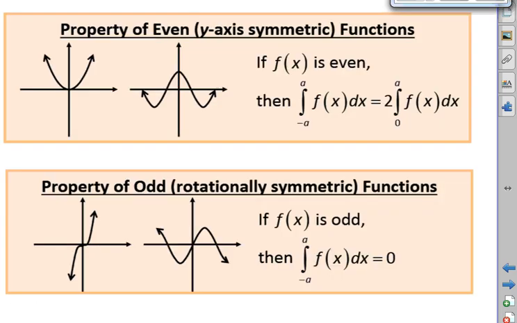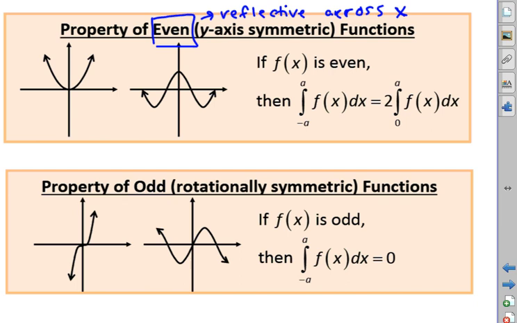The last thing I want to mention, I'm not going to do any problems with this, is some properties of integrals. If you have an even function, like x squared or x to the 4th, what that means is it is reflective across the y-axis. You can fold the function across itself on the y-axis, and it ends up being exactly itself.